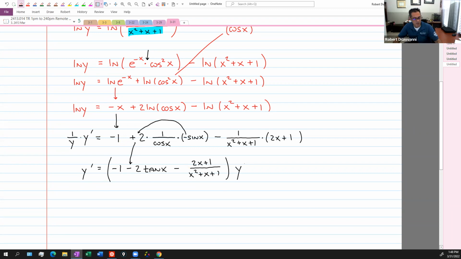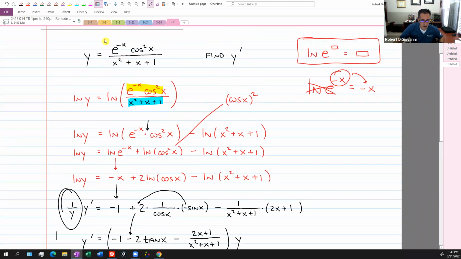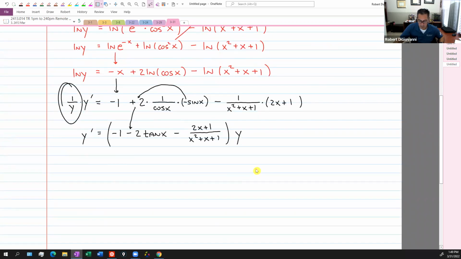All right, so just pay attention to that. That's how I got rid of this 1 over y on the left side. I multiply both sides by y. But what is y? We have to go back up to the beginning. What's y? It's this, right? This is y. So my final answer will be this times this.